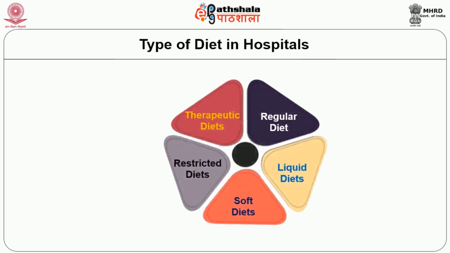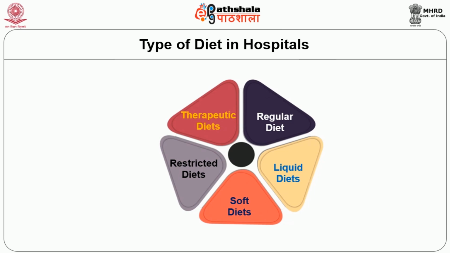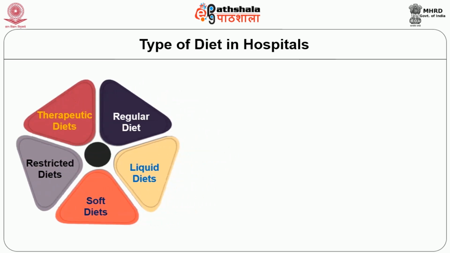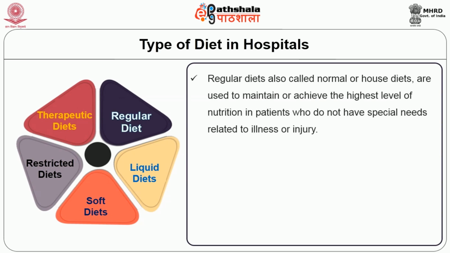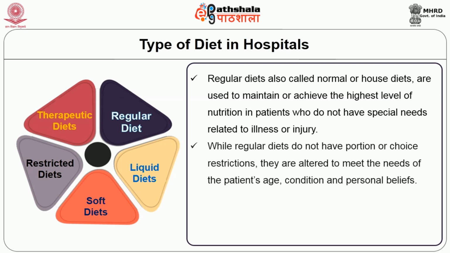The type of diets in hospitals depends on the patient's needs and restrictions and is comprised of the following in common. They are regular diets, liquid diets, soft diets, restricted diets and therapeutic diets. Regular diets, called normal or house diets, are used to maintain or achieve the highest level of nutrition for the patient who does not have any special needs due to an illness or an injury, while regular diets do not have portion or choice restrictions.